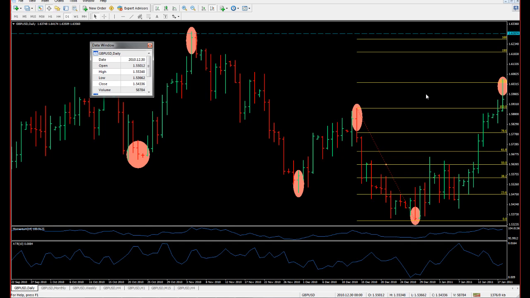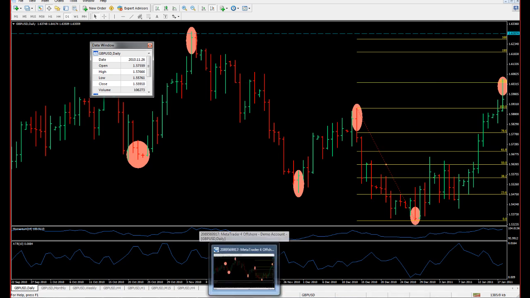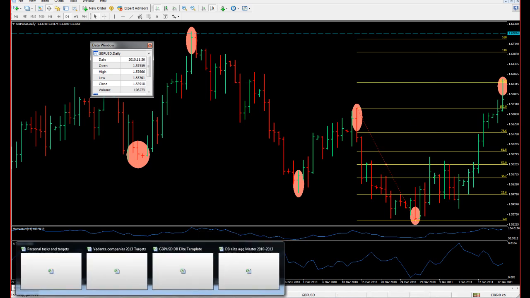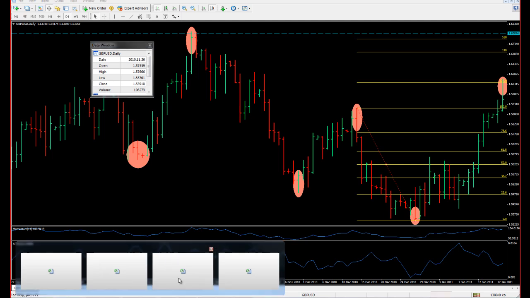In terms of this one here, let's see where the 123.6% level is. So it's 16040, yeah? So that's what we would do. So 16040, we just type it in.